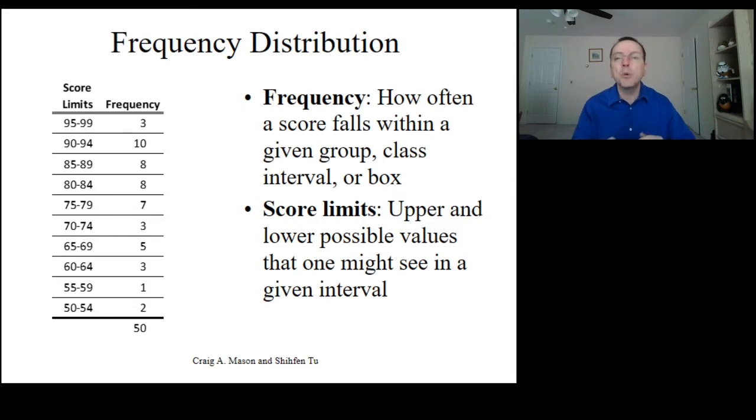If I reported score limits of, say, 90 to 95 for one group and 95 to 100 for another group, where would a 95 go? Is it in the 90 to 95 box or in the 95 to 100 box? That needs to be clear to anyone reading the table. And this is particularly important when we measure continuous variables such as height, those that can theoretically take any value in a range, even if we can't technically measure that precisely.